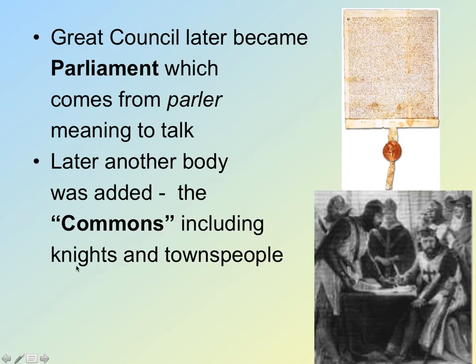This great council that helped to write the Magna Carta would later on become what's known as Parliament today, the legislative branch, the lawmaking body of Great Britain. Later another body will be added, known as the House of Commons, and this would include knights and townspeople. So you had your upper house, if you want to call it that, the original Parliament, the nobles, and then later on the House of Commons, or the lower house, would be added. And this would give the two bodies, or the two houses of Parliament that we're familiar with today.